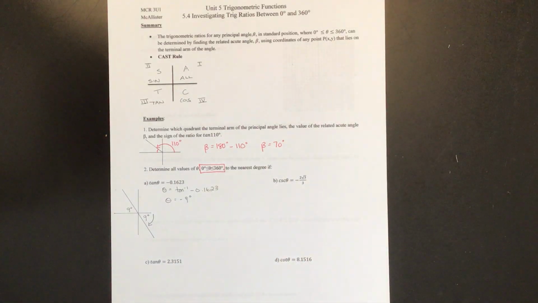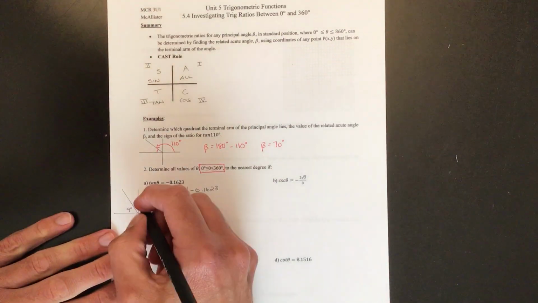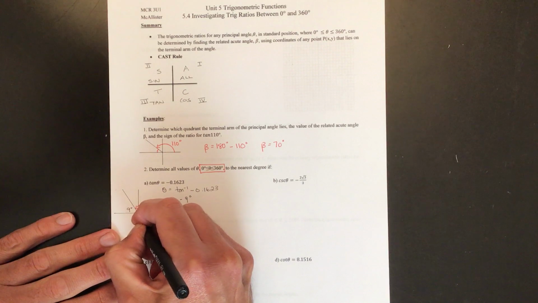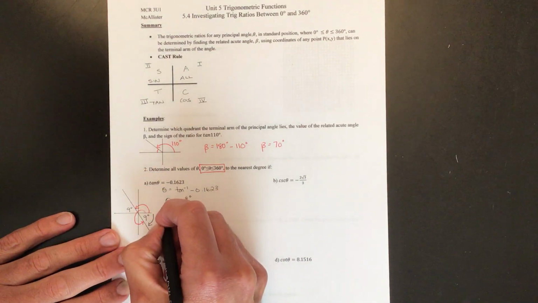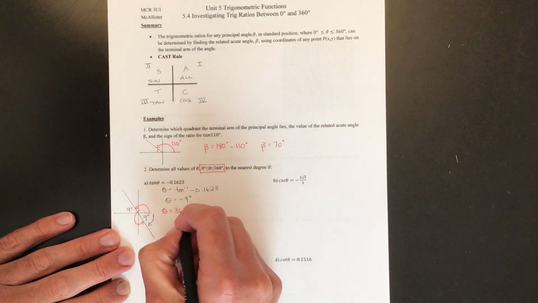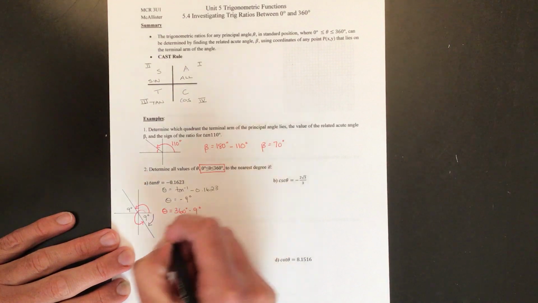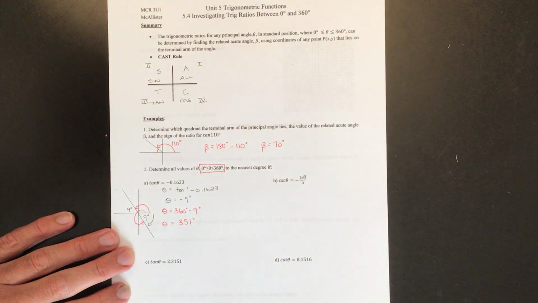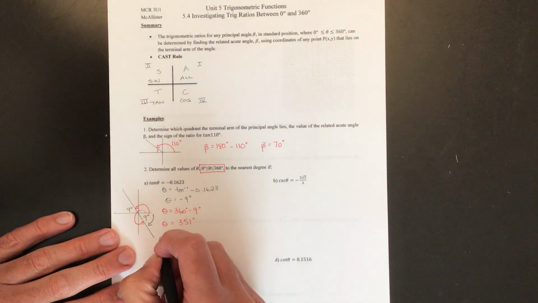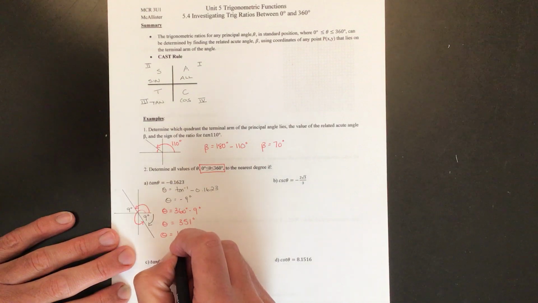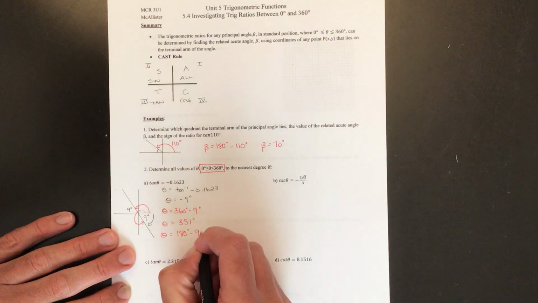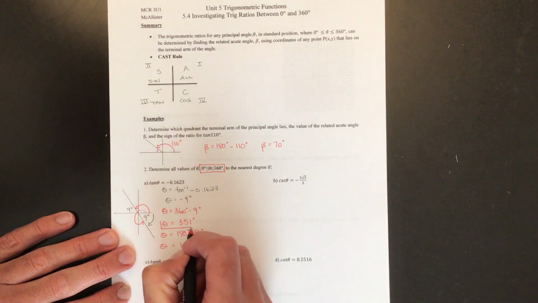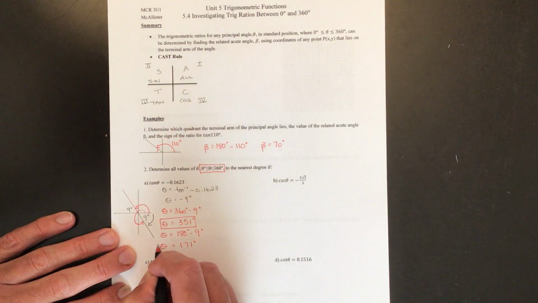Once I have my two acute angles, I can now find my principal angles. This one and this one. So the first angle I'm looking at is 360 subtract 9 degrees, which is 351. My second, let's do 180 subtract 9 degrees, which is 171. And those are all my angles.